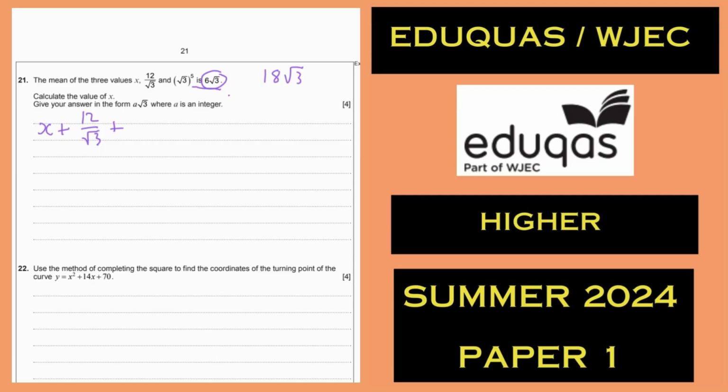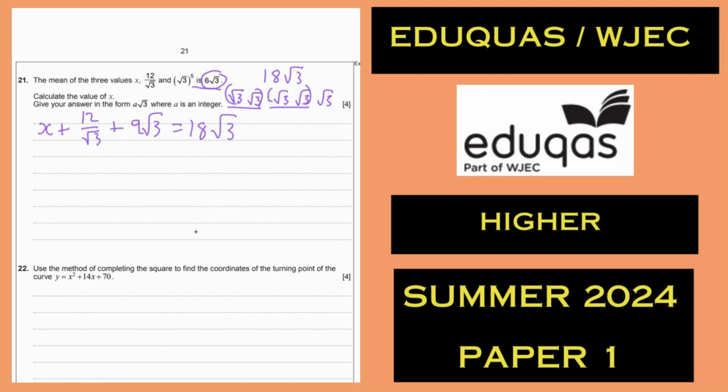But if we're going to do root 3 times root 3 times root 3 times root 3 times root 3, we're getting 3 lots of 3. And that's a lot easier. 9 root 3. And they all add up to give 18 root 3.